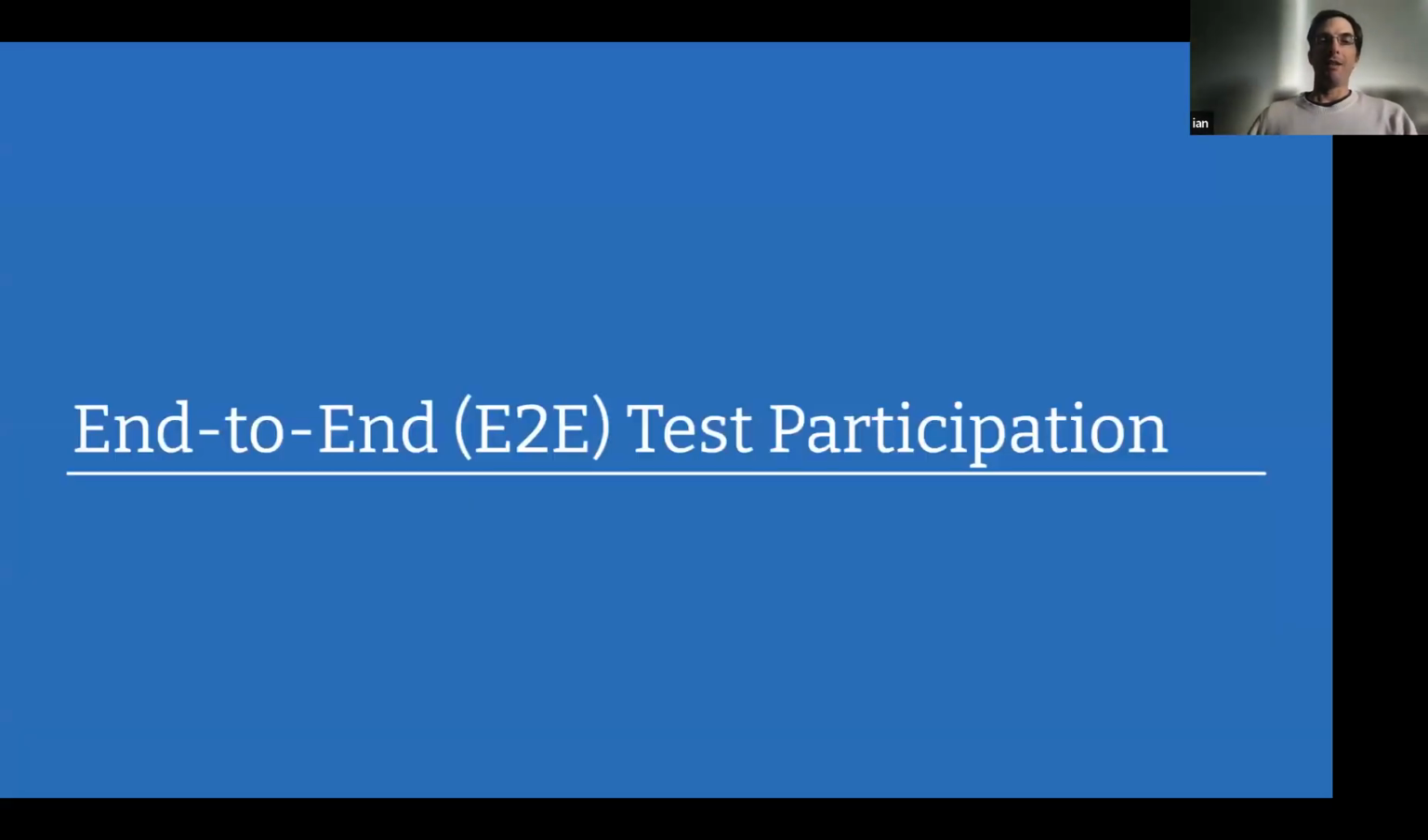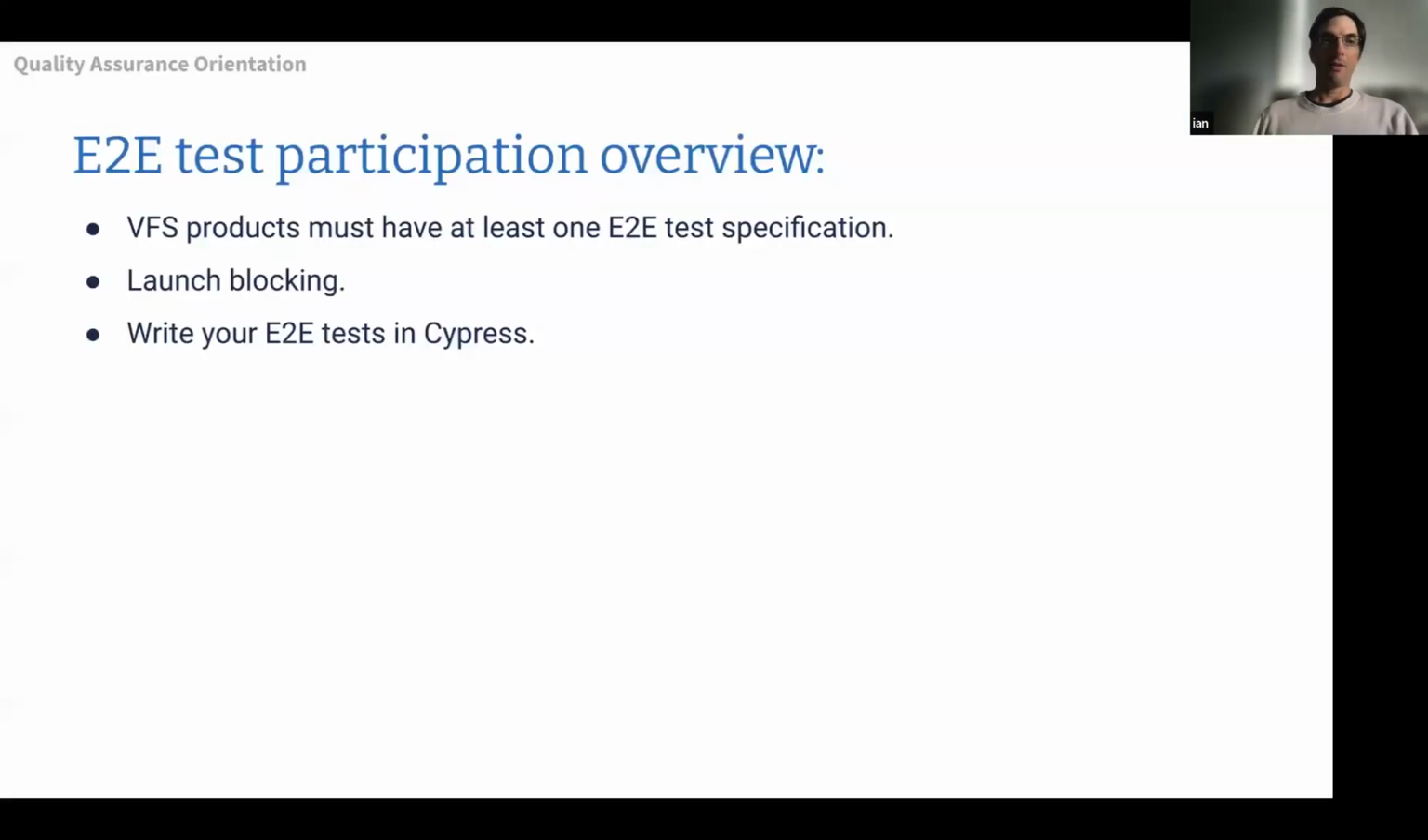Now we come to end-to-end test participation, and this is our first launch blocking standard. So end-to-end tests. A VFS product must have at least one end-to-end test specification, or one test file with at least one test. And this is going to test the behavior of your product in as natural an environment as possible. On the platform, all our end-to-end tests are written in Cypress. And again, this is an important standard, and it's launch blocking. So if you don't have that end-to-end test specification, you cannot launch onto the platform.